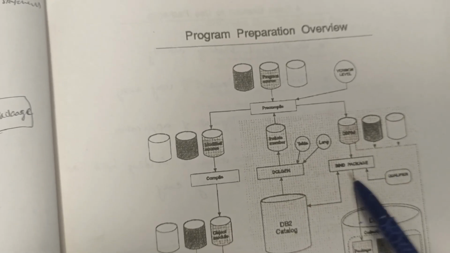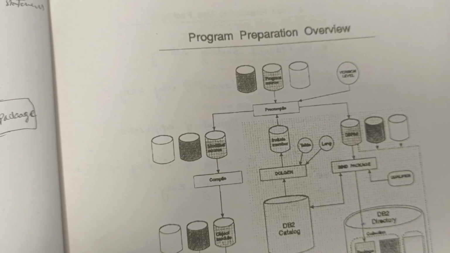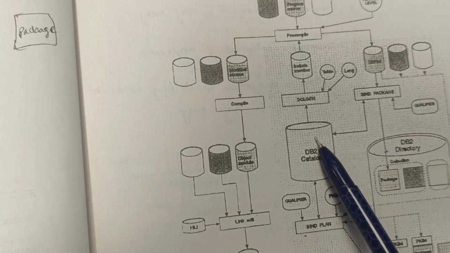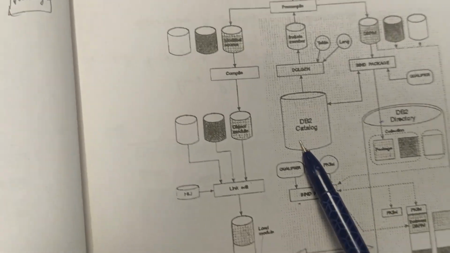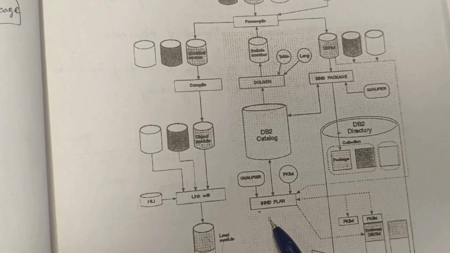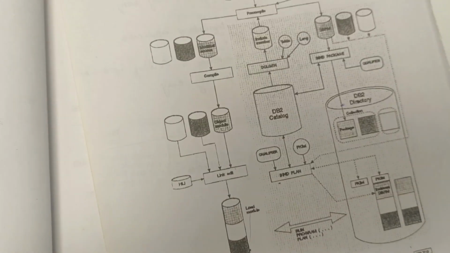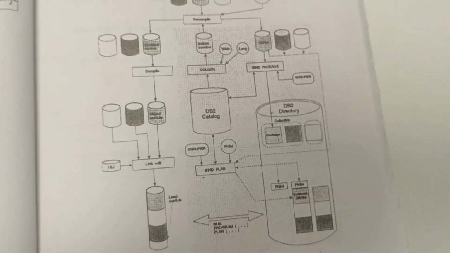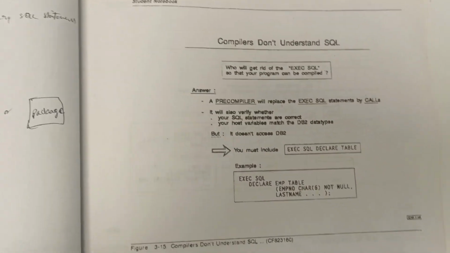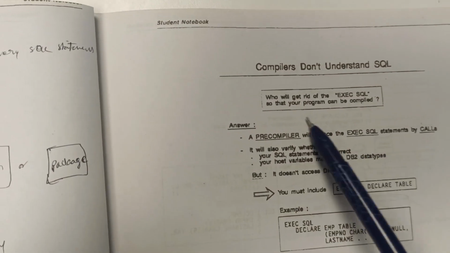What is the DBRM? What is the bind package? We will see that thoroughly. And what is the DCLgen, and what is the DB2 catalog here? How we can create a bind package and bind plan. But here you can see the overview of this diagram. I will explain now what is a compiler.